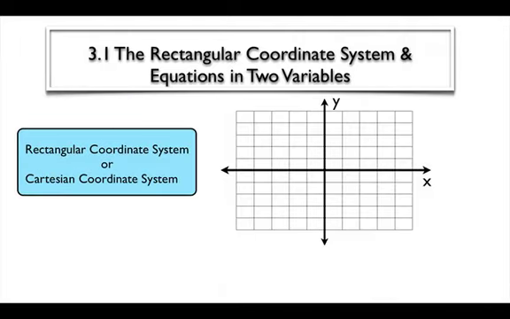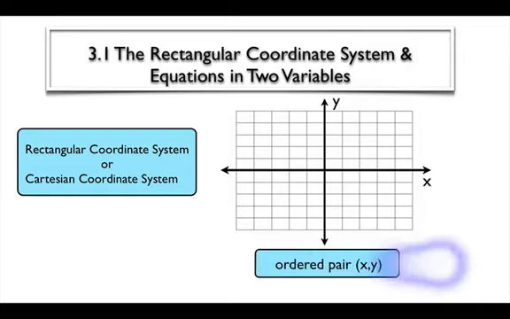This is section 3.1, the rectangular coordinate system and equations in two variables. What you see in front of you is what we call the rectangular coordinate system or Cartesian coordinate system. In this system, we have ordered pairs, and they're represented by an x value and a y value. And the x value corresponds to a value on the x-axis and a value on the y-axis.